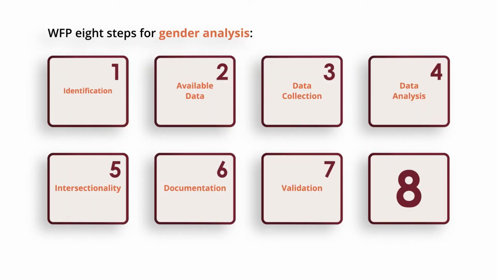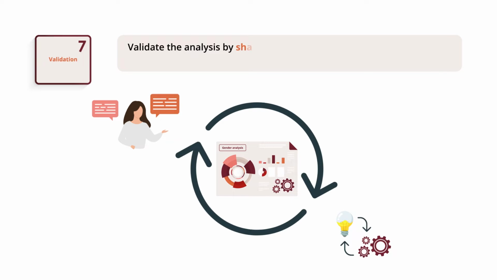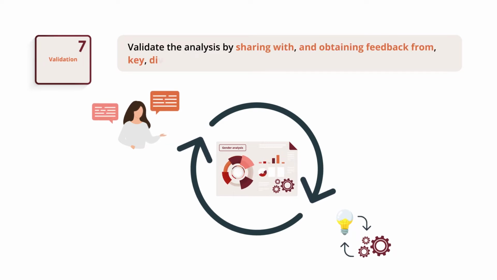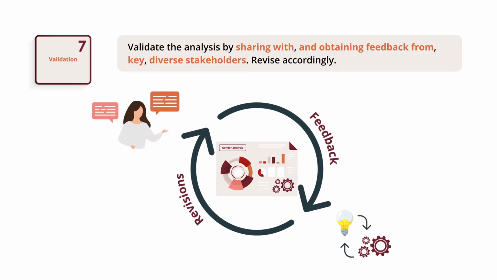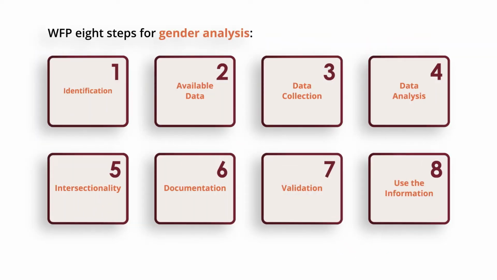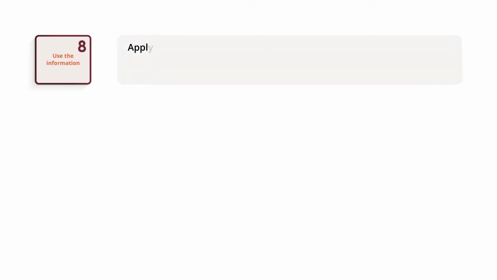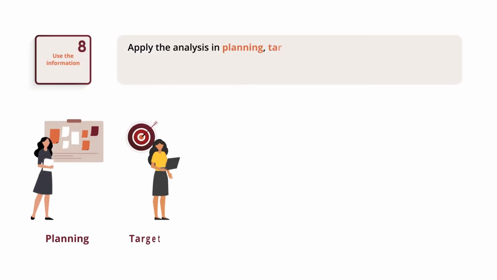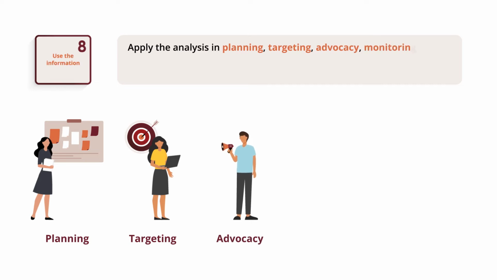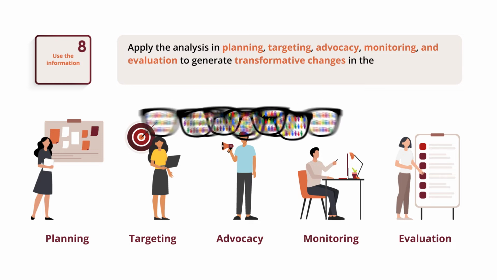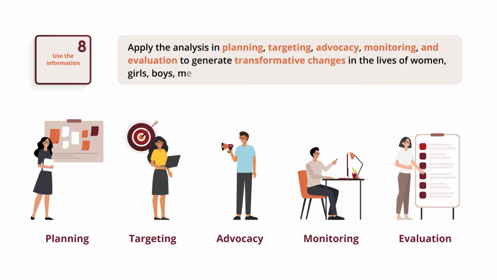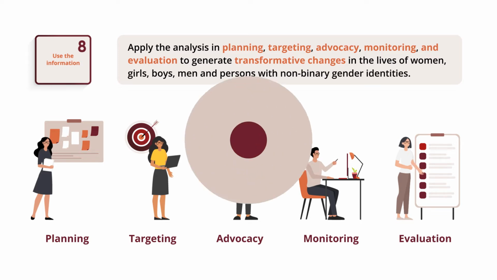Step 7. Validate the analysis by sharing with and obtaining feedback from key diverse stakeholders. Revise accordingly. Step 8. Apply the analysis in planning, targeting, advocacy, monitoring, and evaluation to generate transformative changes in the lives of women, girls, boys, men, and persons with non-binary gender identities.